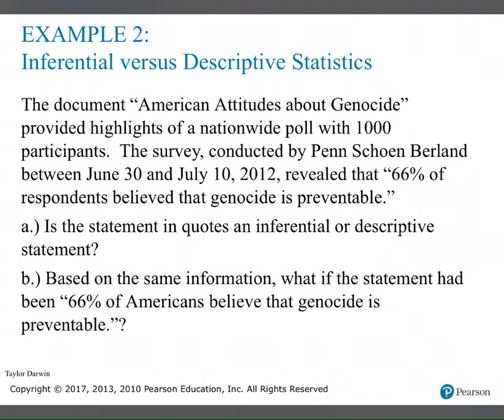Once again, if you want to pause at this point and see if you can figure it out by yourself, but I'm going to keep going. The document American Attitudes About Genocide provided highlights of a nationwide poll with 1,000 participants. The survey conducted by Penn, Schoen, Berland between June 30th and July 10th revealed that 66% of respondents believe that genocide is preventable. So the question is, is the statement, in quotes, an inferential or descriptive statement?